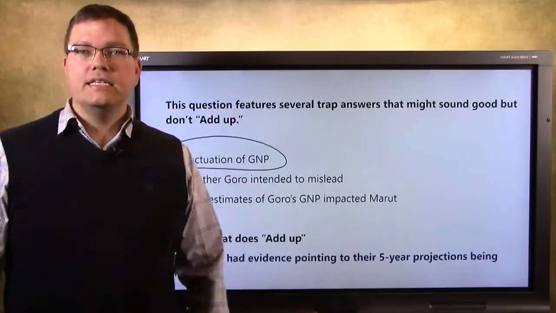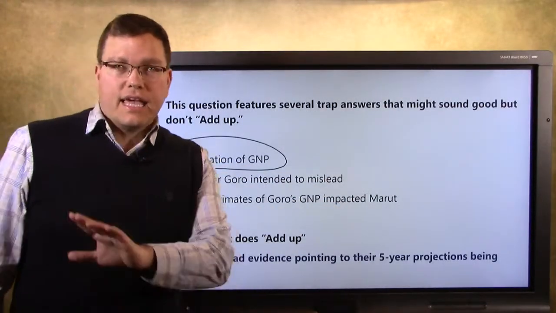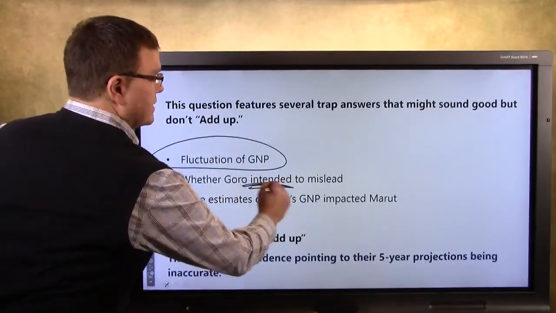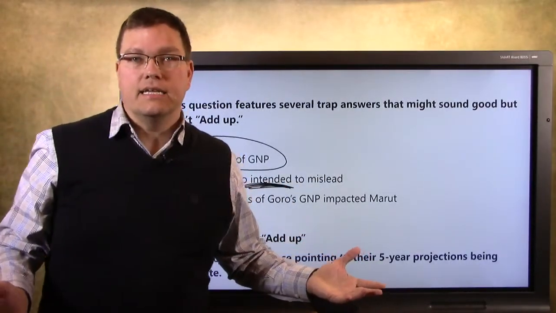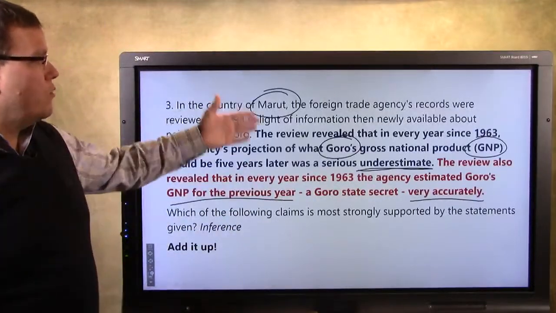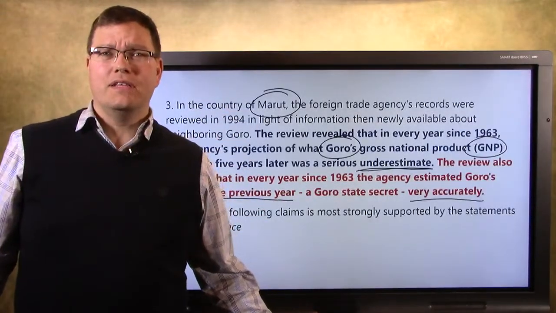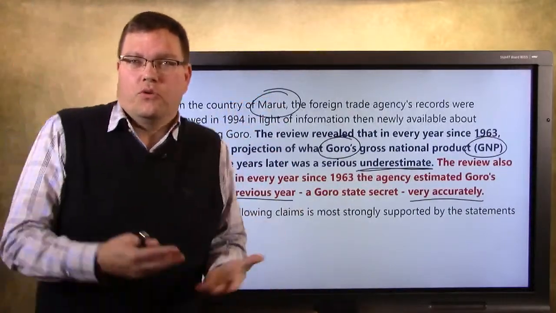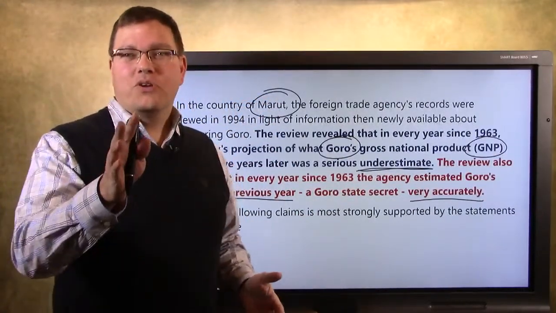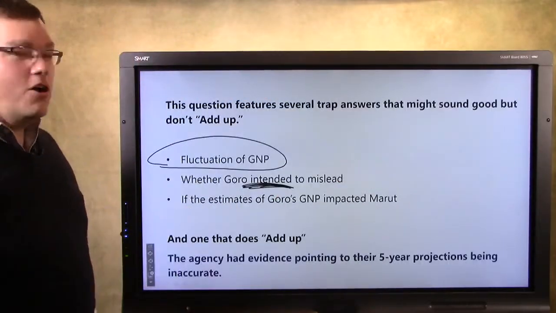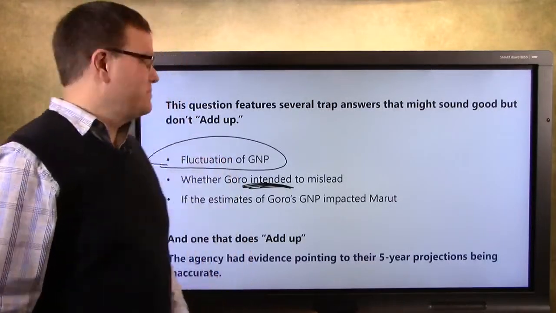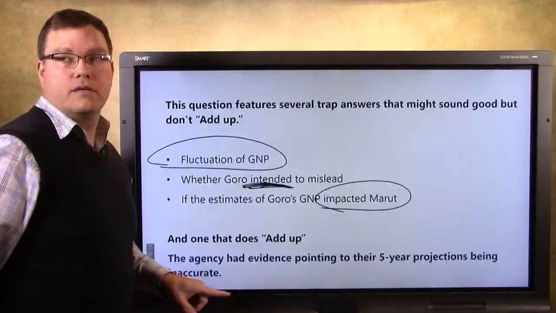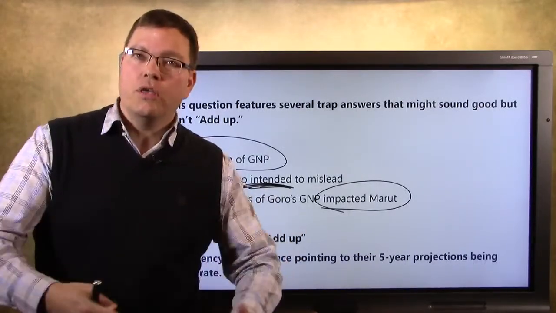Whether Goro intended to mislead. This is the kind of thing that you have to really watch for. Intended to mislead. Where do you get the word intended? Does anybody see anything here about what Goro, I mean, Goro wasn't even necessarily, it was Marut's people that were wrong, you know? So you can really look out for that. They don't forecast well. Jadeep, I like that. If the estimates of Goro's GNP impacted Marut, do you see how these things are going beyond?